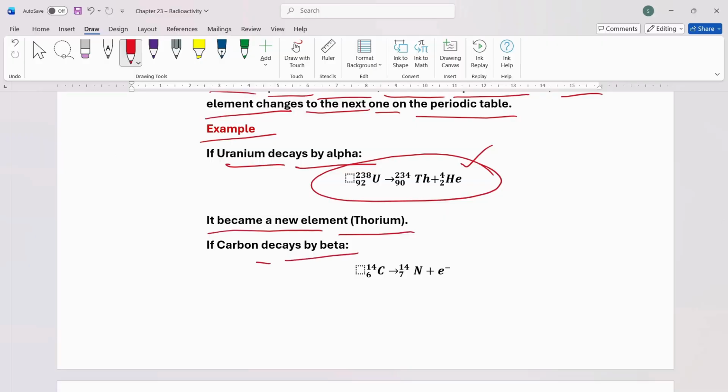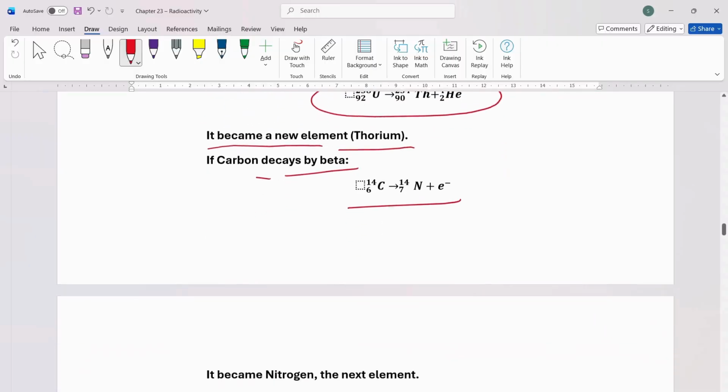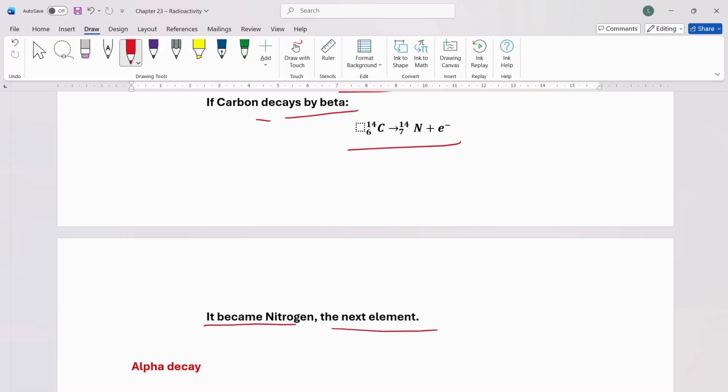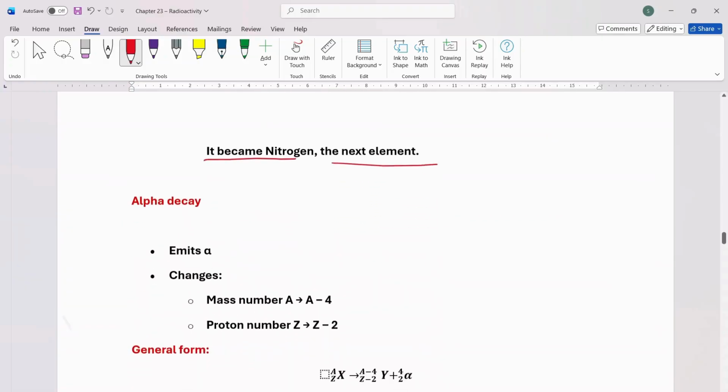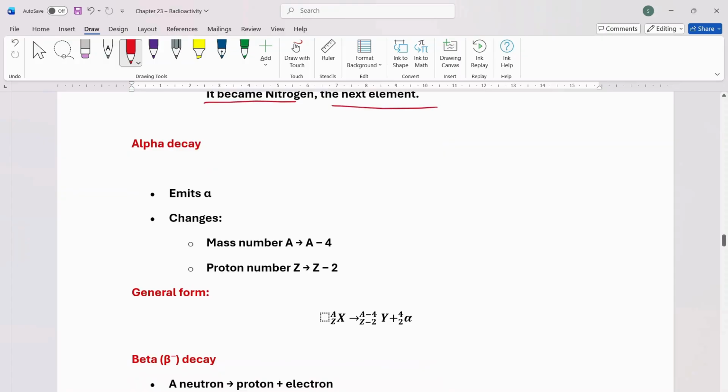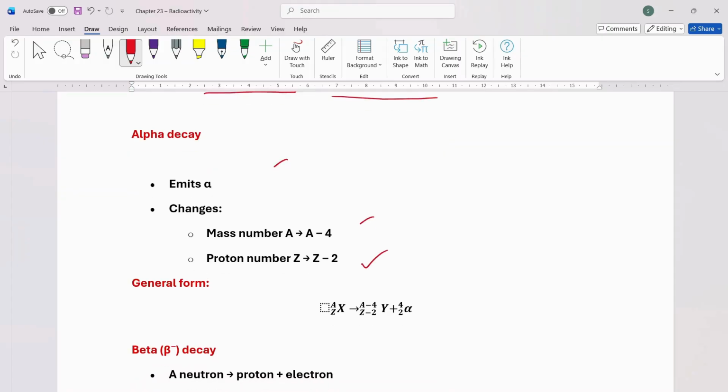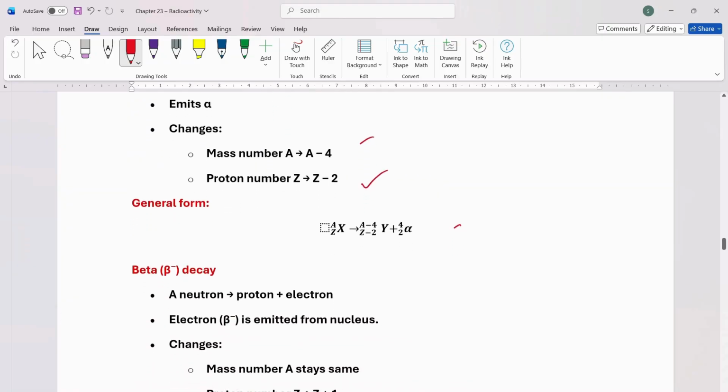If carbon decays by beta, it becomes nitrogen, the next element. So, in short, alpha decay emits an alpha particle, which changes the mass number and the proton number, and this is the general form of it.